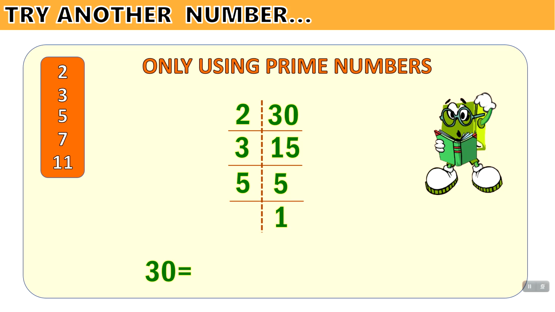And so 30 equals 2 multiplied by 3 multiplied by 5. 30 has been prime factorized as 2 times 3 times 5. Because we don't have multiple numbers being multiplied by each other, we can't write it any simpler, and so this is our final answer.